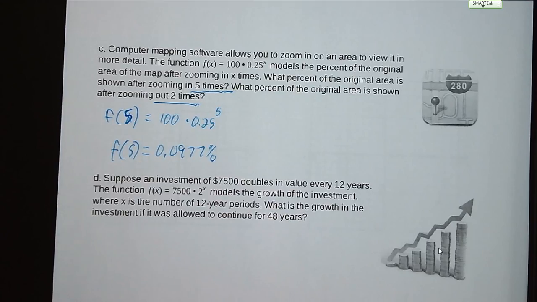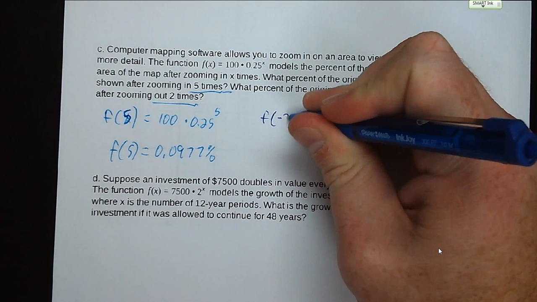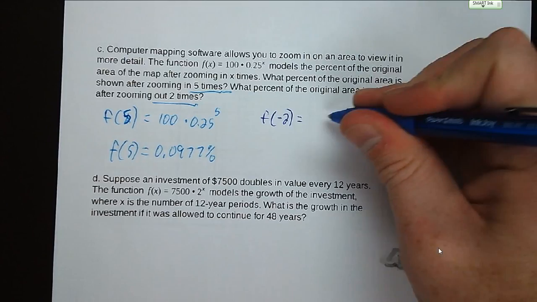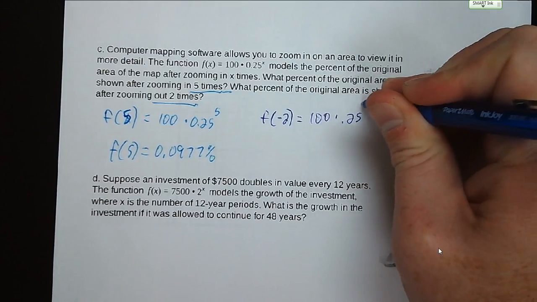Now, what about this zooming out 2 times? Well, if zooming in 5 times is a positive 5 exponent, well, then maybe I'm going to be crazy enough to use a negative 2 exponent for my function. So f of negative 2 is equal to 100 times 0.25 to the negative second power.